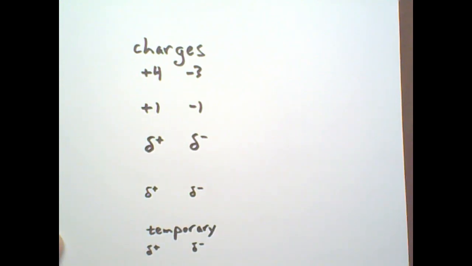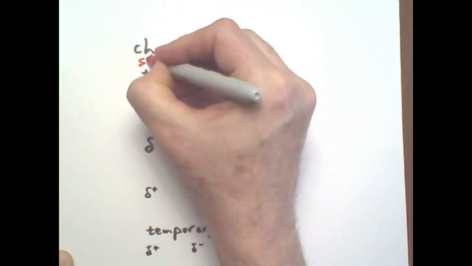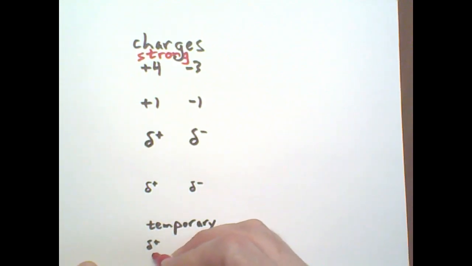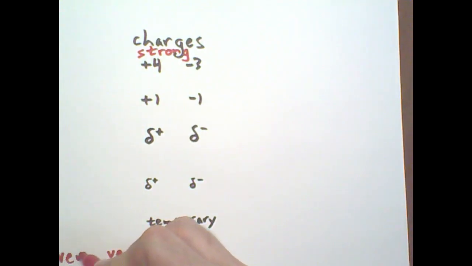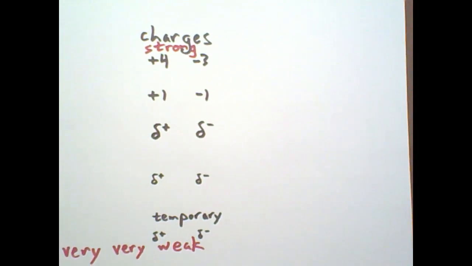And you can see how these at the top would give a strong attraction, and the charges down here at the bottom would give a weak attraction. In fact, you might call it very weak or very, very weak. All of these things exist in the molecules you've been learning about.